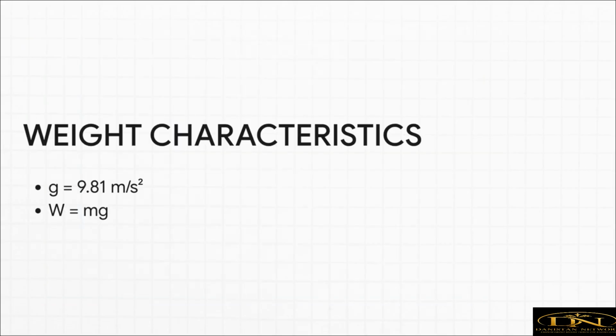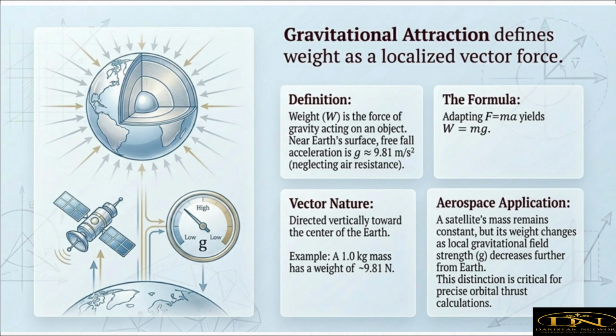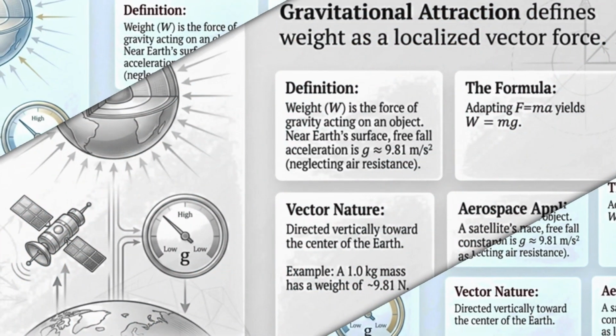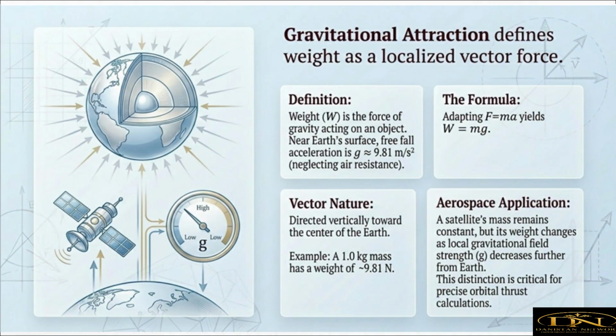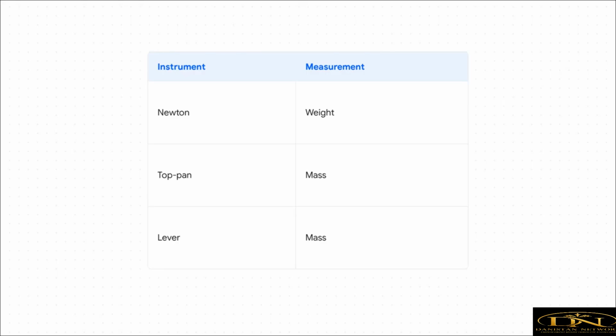So the crucial point is distinguishing mass from weight. Mass is just the quantity of matter, but weight is the actual force. For example, a 1 kilogram mass has a weight of 9.81 newtons here on Earth. In modern aerospace engineering, this distinction is absolutely vital. As a satellite moves further out into space, its mass stays perfectly constant, but its weight drops because the local gravitational pull is decreasing. Engineers have to continuously calculate this changing weight to figure out the precise thrust needed for orbital maneuvers. Let's see how this builds into the equipment we use every day in the lab.